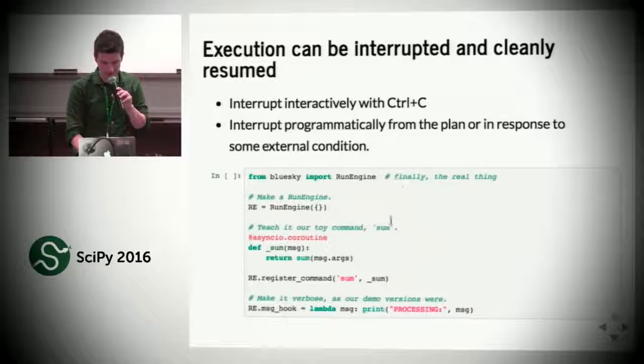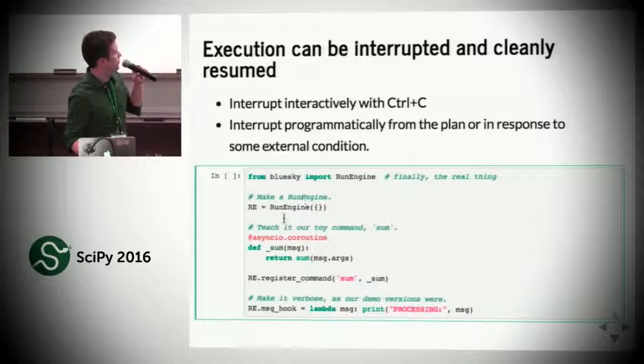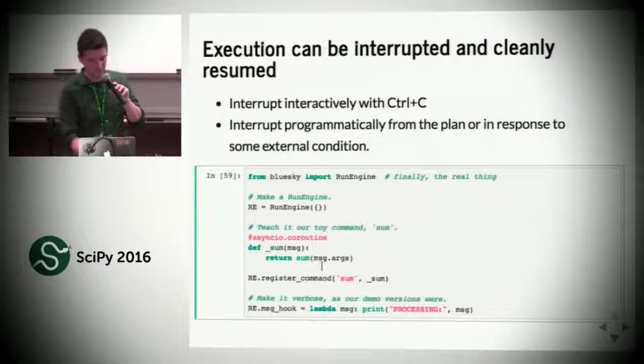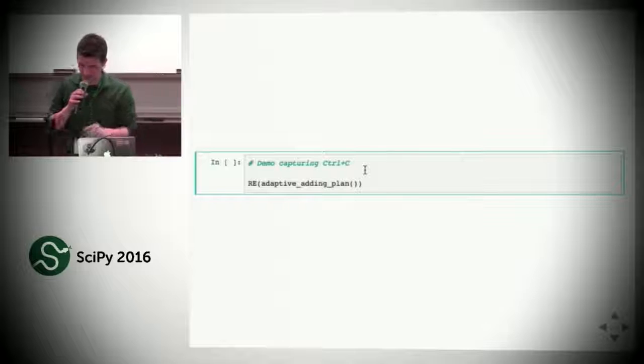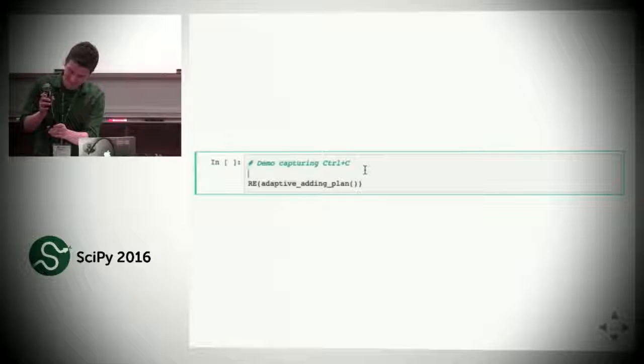So now we've gotten to the point where we cannot show the run engine's complexity on a slide, and we're going to jump to the real run engine imported from Blue Sky. So here it is. And we're going to make it verbose, and we're going to teach it about our toy sum command. And now I want to do a real demo that I need 2 hands for. Hang on.